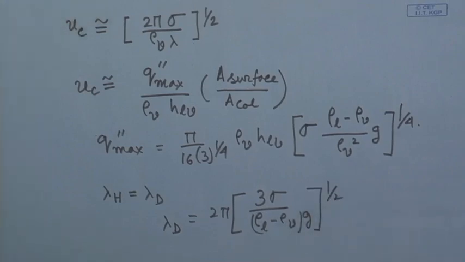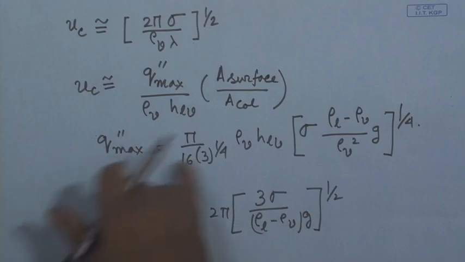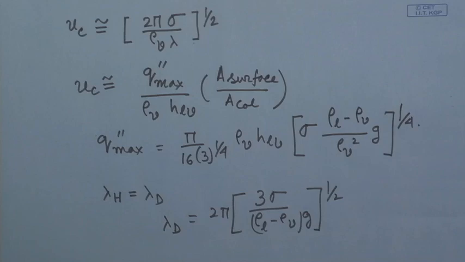So, substituting all these things, the above equation for Q max has been obtained. Now, for the Q max which has been obtained, only one very drastic assumption has been made. The drastic assumption is that the Kelvin-Helmholtz instability wavelength, which is the most dangerous or critical wavelength, is equal to the Taylor length of the Taylor wave.